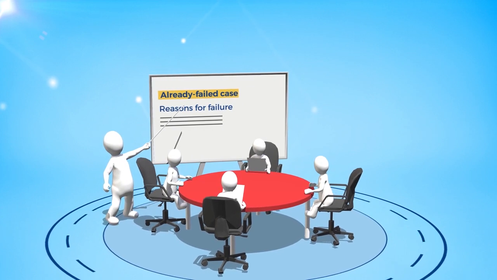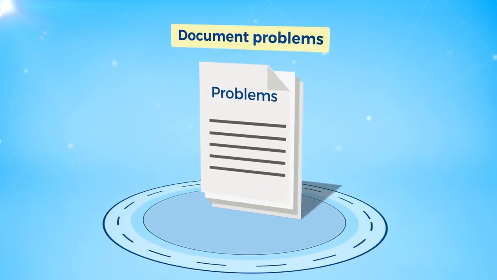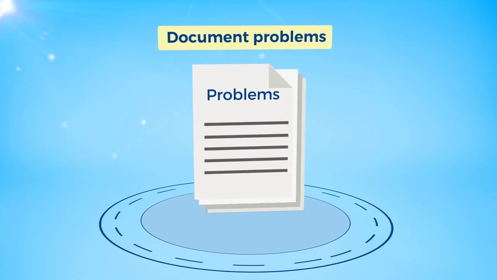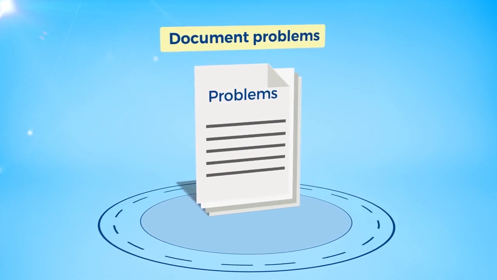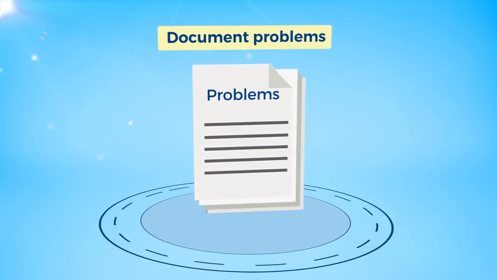The first step in a pre-mortem is to brainstorm and list all potential problems. Next, document problems that even have a remote chance of occurring. No potential problems should be left off the list. Discussing or detailing possible solutions should be avoided at this point, as it draws attention from identifying problems.